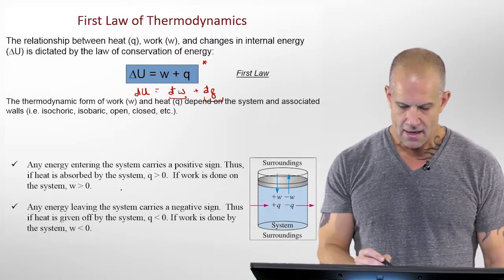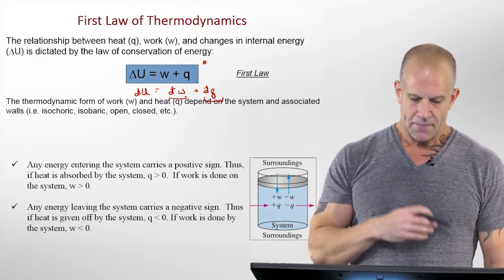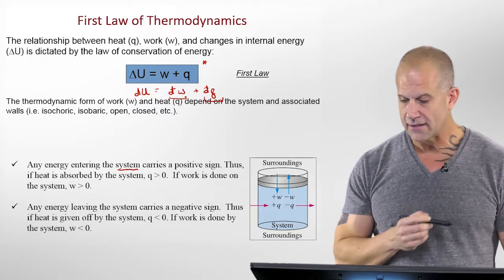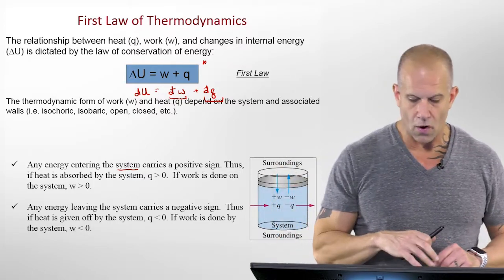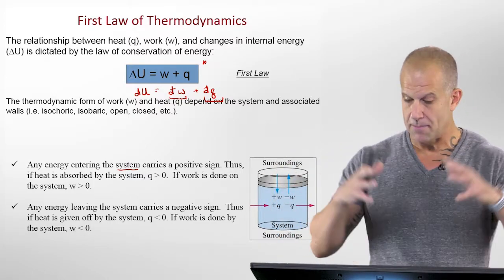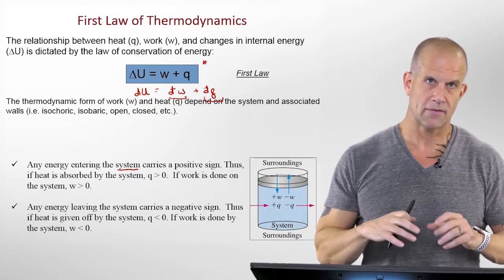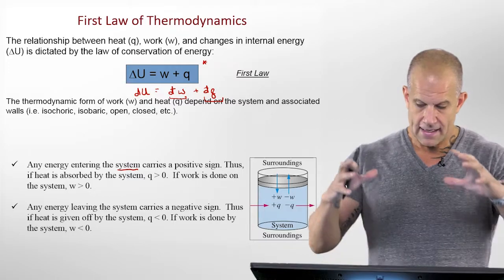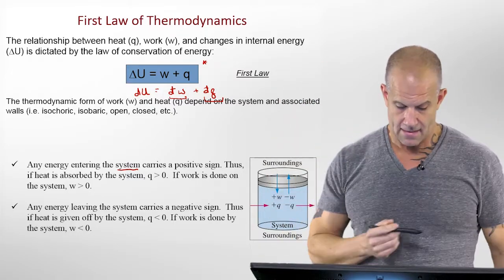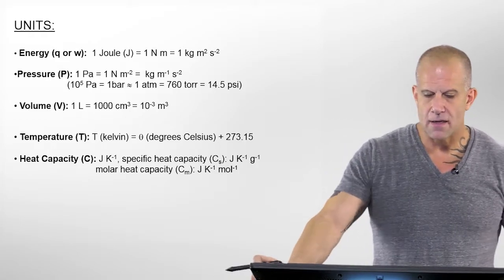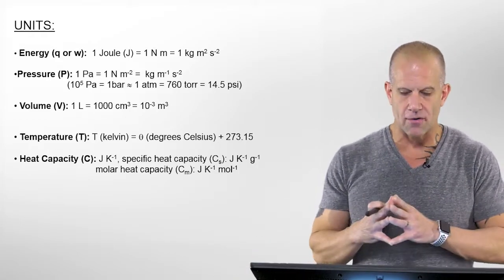And this is what I was mentioning earlier, which is we look at these from the system's perspective. And so we're going to define work from the system's perspective as being positive if work is done by the system on its surroundings, if heat is given off by the system, etc. So, and then it goes through the general variables.